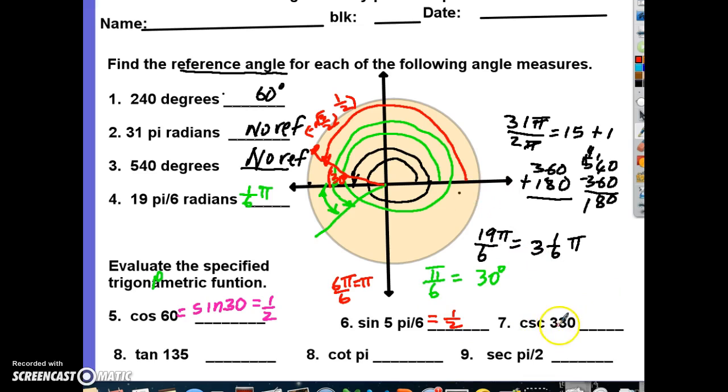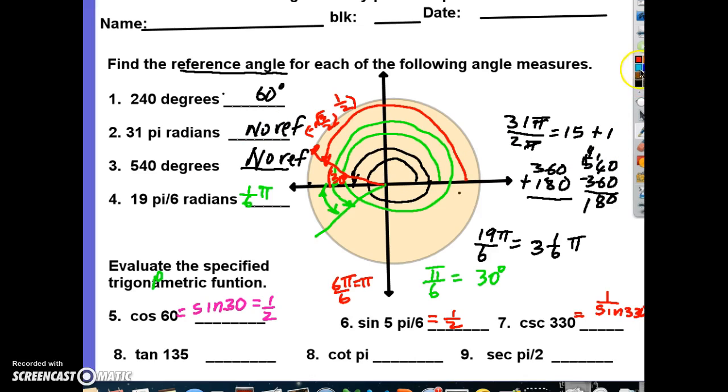Okay, how about cosecant 330? Cosecant 330 is going to be the same as 1 over the sine of 330. That's what cosecant is. It's always the reciprocal, 1 over sine. So here we have again 330, and that should be ringing a bell. 330 having to do with 30.